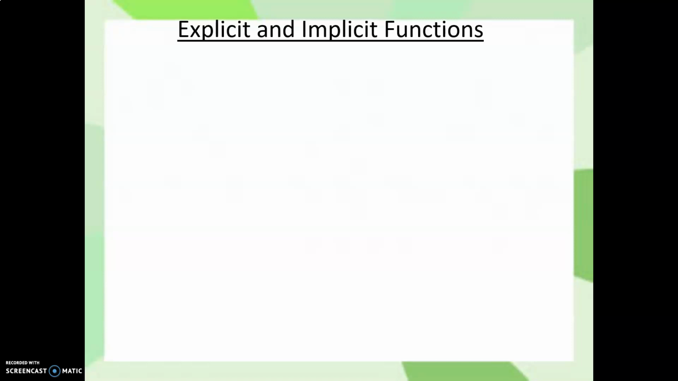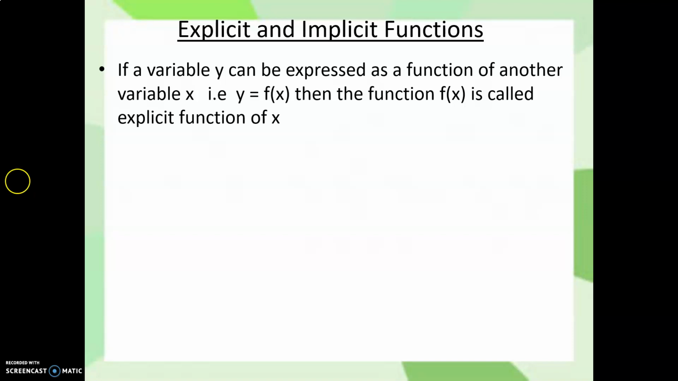So before that we have to discuss about explicit and implicit functions. So first we will start with explicit function. If a variable y can be expressed as a function of another variable x, that is y is equal to f of x, then the function f of x is called explicit function of x. So in the previous videos, we have completed composite function differentiation and logarithmic differentiation, etc.